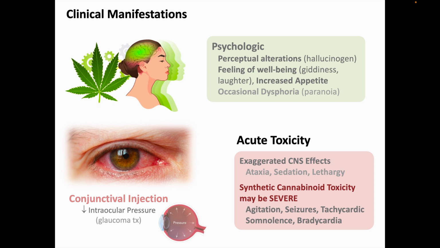There have been cases, especially with the synthetic cannabinoids, where patients present with severe toxicity, and in the worst cases, most often closely resembling a severe sympathomimetic toxidrome, with agitation, seizures, tachycardia, and also some cases at the other end of the spectrum with somnolence and bradycardia. However, for all of these instances, the care needed is symptomatic and supportive.